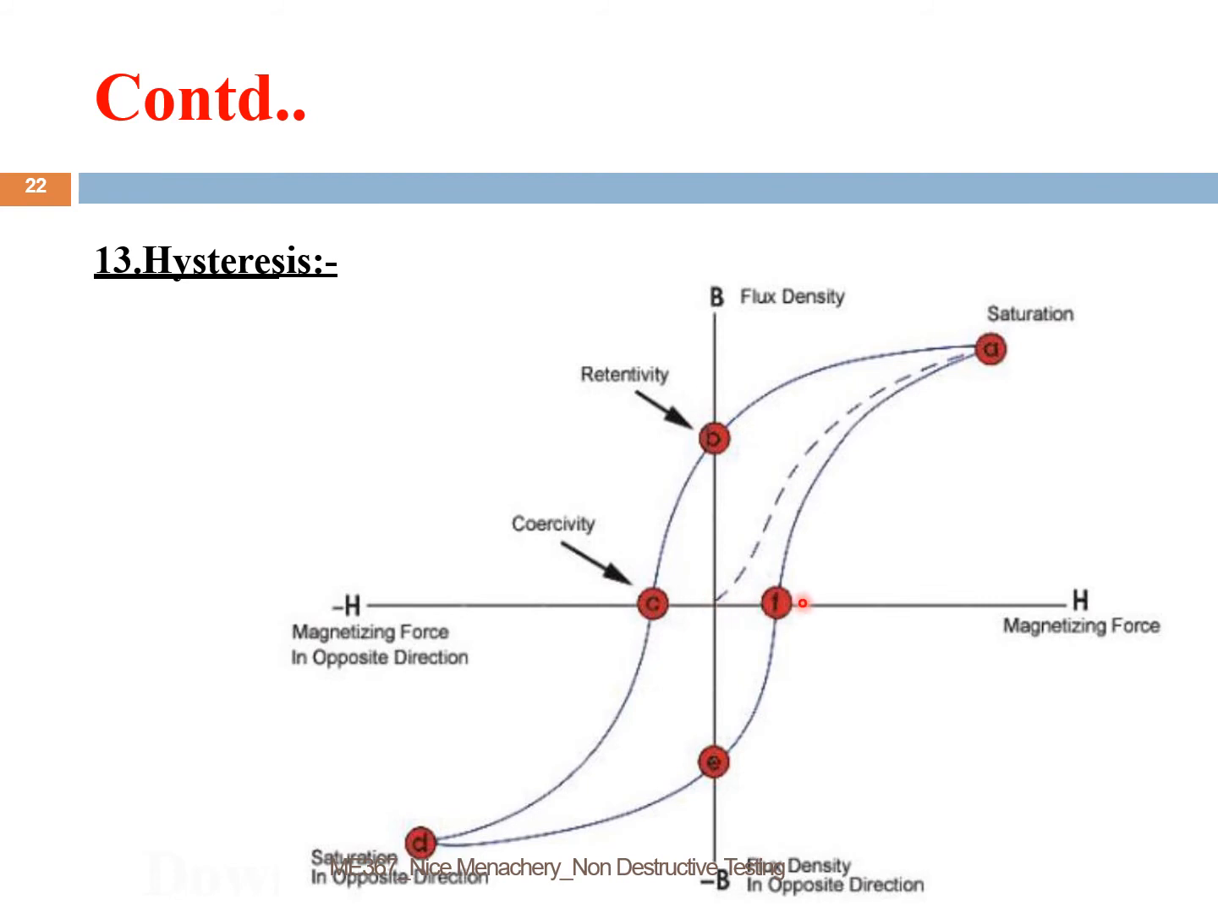From this point F, again, if the magnetic force is increased in the positive direction, again this path will be followed. The dotted line will not be followed. The path followed is from F to A, and then again the path follows from A to B, B to C, C to D, D to E, E to F, F to A, and it goes on continuing if H is removed and is applied in the negative direction. This curve is called the hysteresis curve.